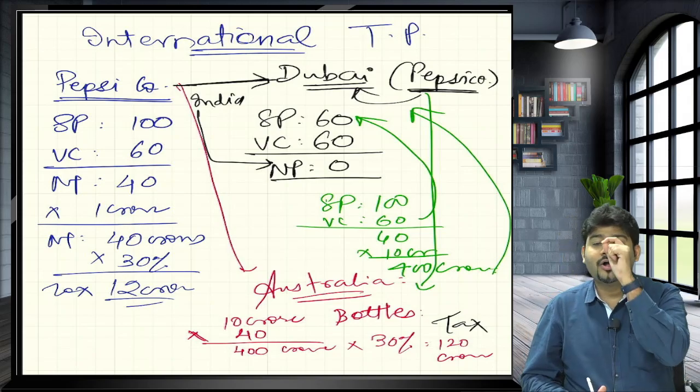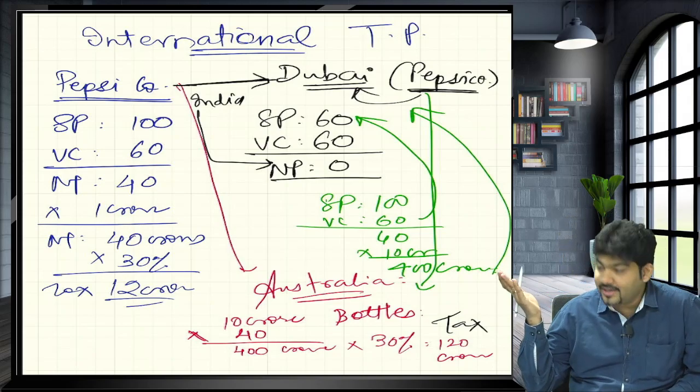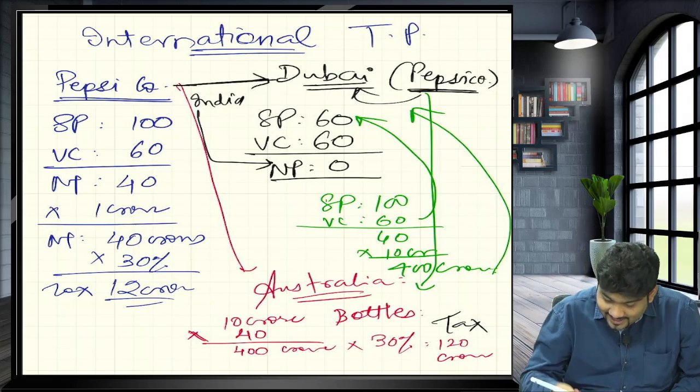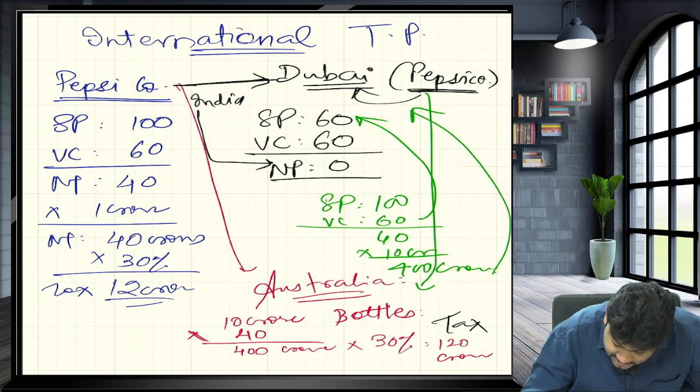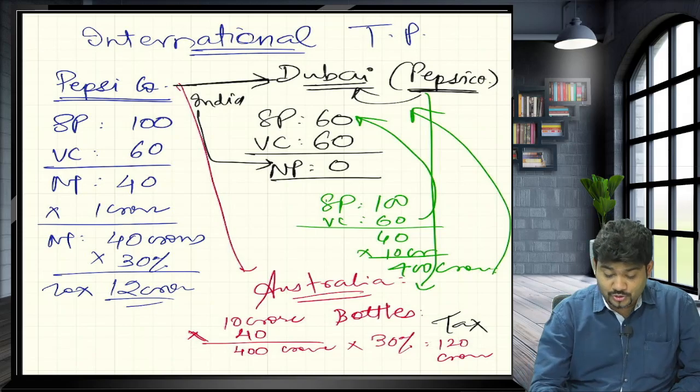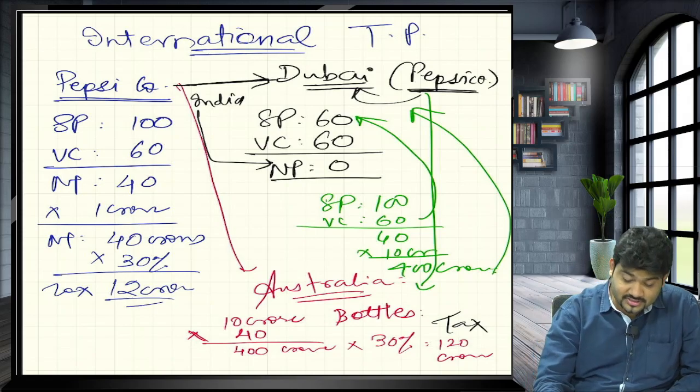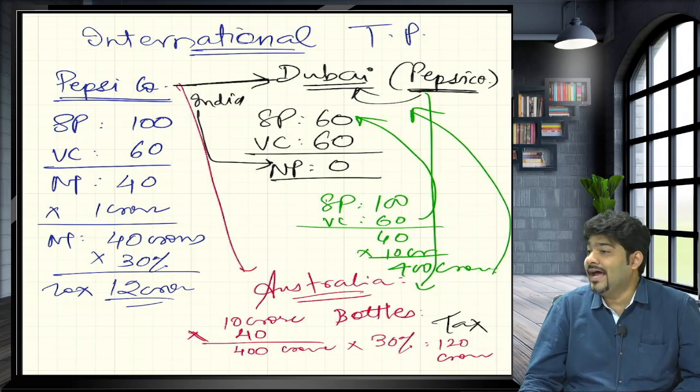This is not acceptable. These people are fooling us. They are trying to evade so much amount of taxes. So what should be done? They created the concept of transfer pricing in direct tax.